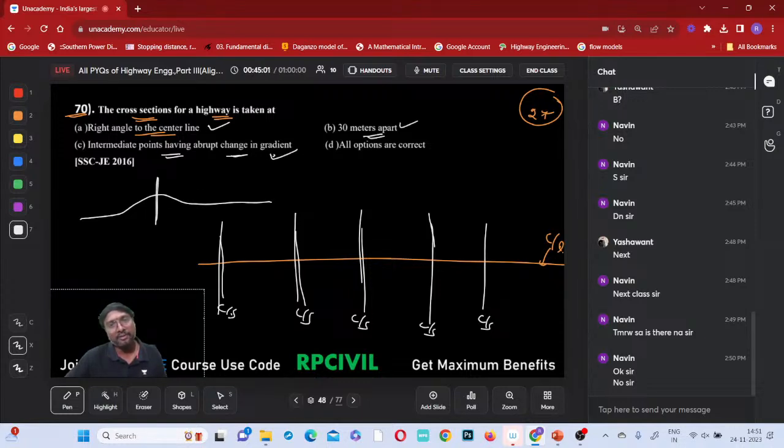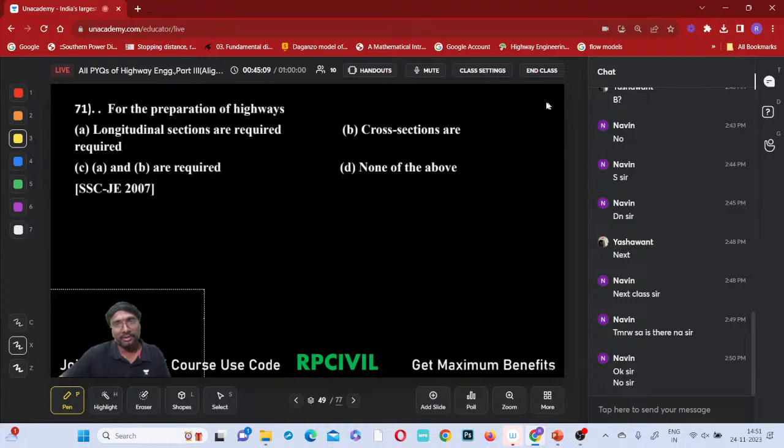30 meters apart we have to check it, right? During this survey, one of the surveys. So which one is correct now? All options are correct only, right? So this is question 28, the 71st question you can say.